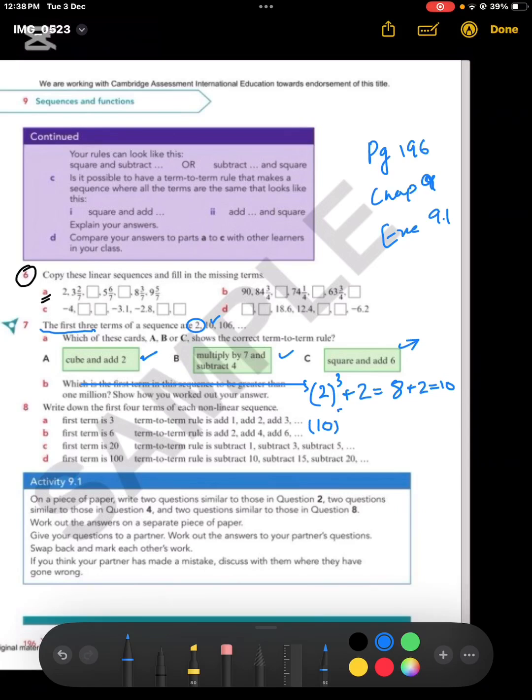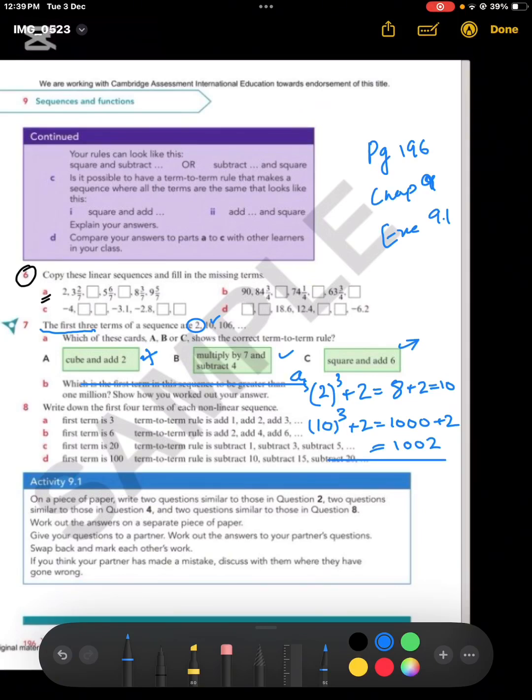Let's check for the third one. Take the cube of this and then add 2. When I take the cube of 10, it gives me 1000, plus 2 gives me 1002. Means this is wrong. Now we need to check for part B. So part A is not valid for this.